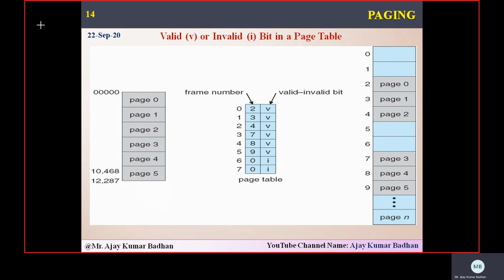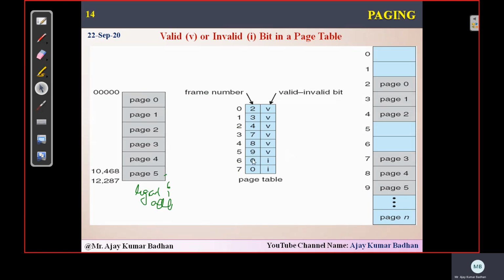What about 6 and 9? 6 and 9 don't have any frame number, and that's why they are represented with the invalid bit. So whenever the CPU tries to access these pages, it will check this bit. It is invalid, so immediately it will result in a trap. In case you are trying to access page 4, which has frame number 8, it will first identify whether it is valid or not. It is valid, so we can access it. It will go to frame 8, and there you can store and access the information. This is how you can overcome the problem.